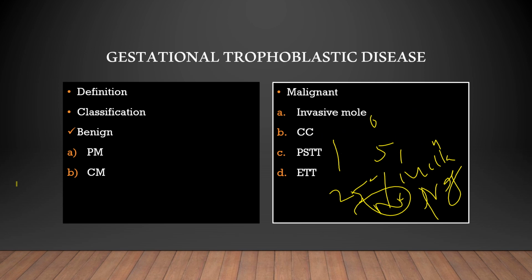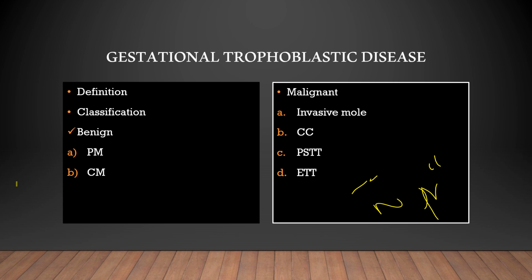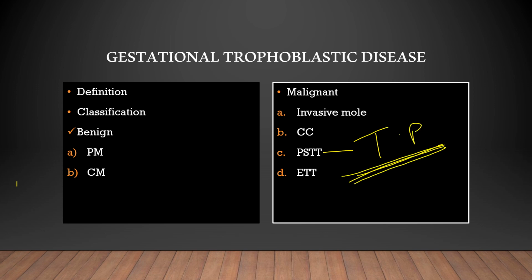Placental site trophoblastic tumor and epithelioid cell tumor usually share common features. They usually arise following a term pregnancy. Both of them arise from the intermediate trophoblast, which is not the case in choriocarcinoma or invasive mole. Placental site trophoblastic tumor usually presents with a high amount of alkaline phosphatase and a low amount of beta HCG. These are the differences of PSTT and ETT from choriocarcinoma and invasive mole.